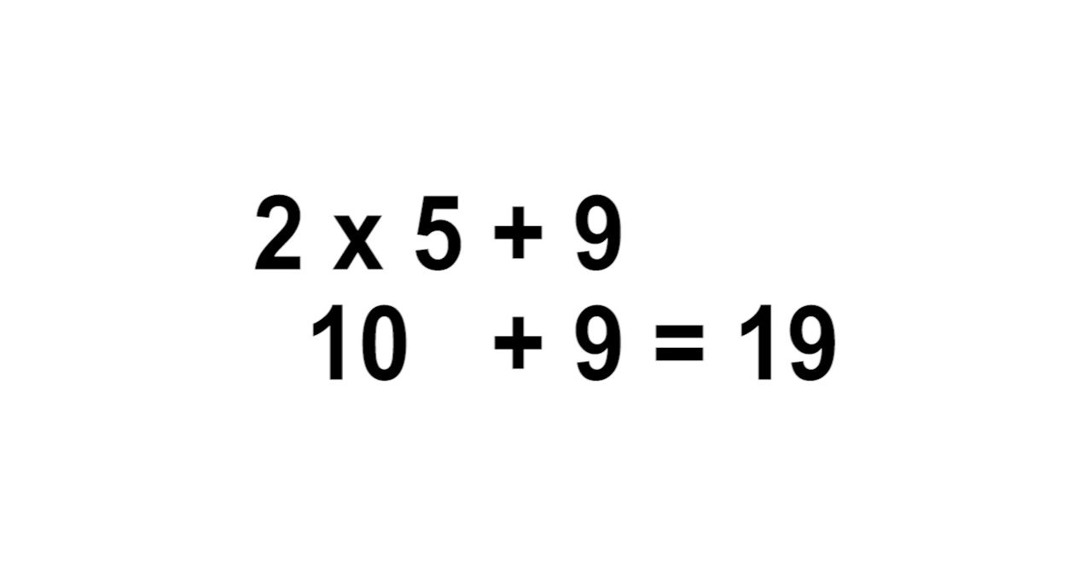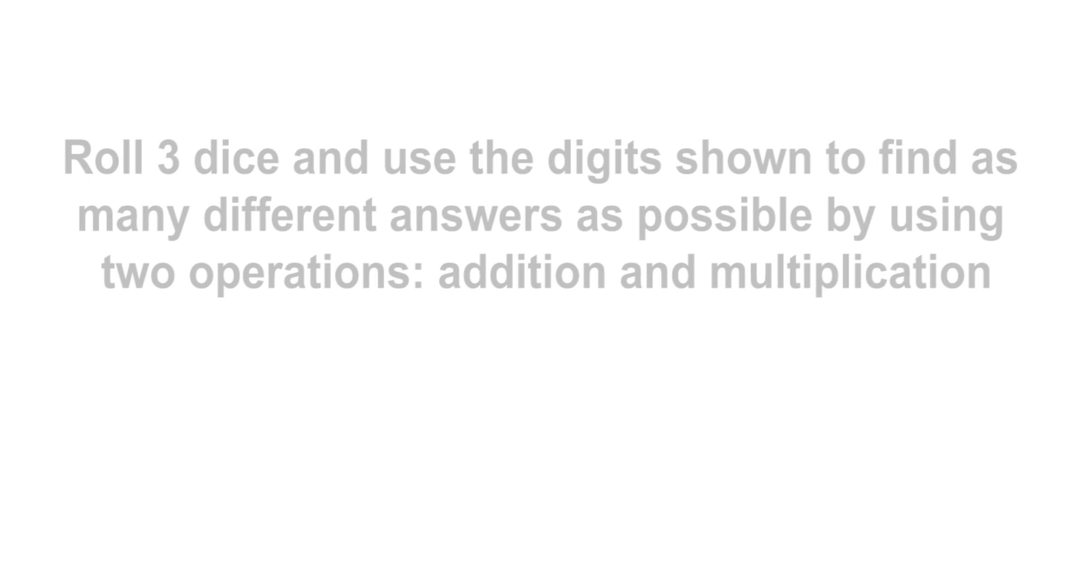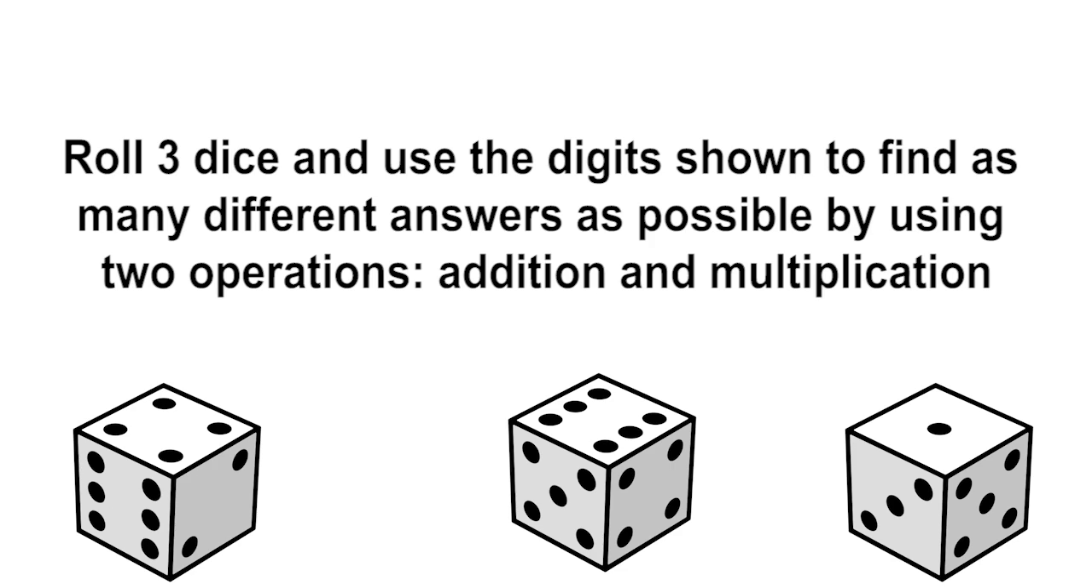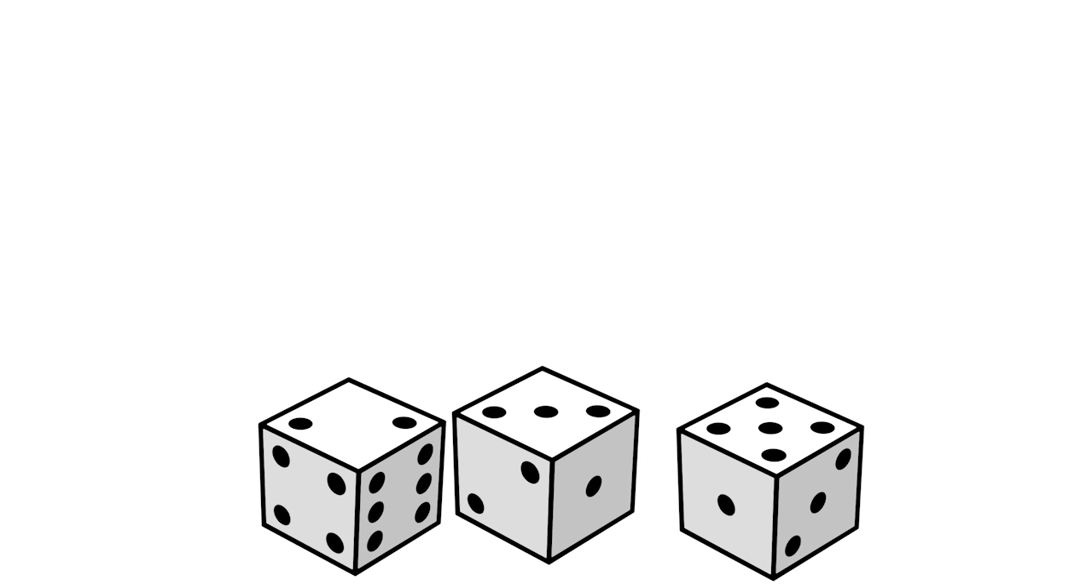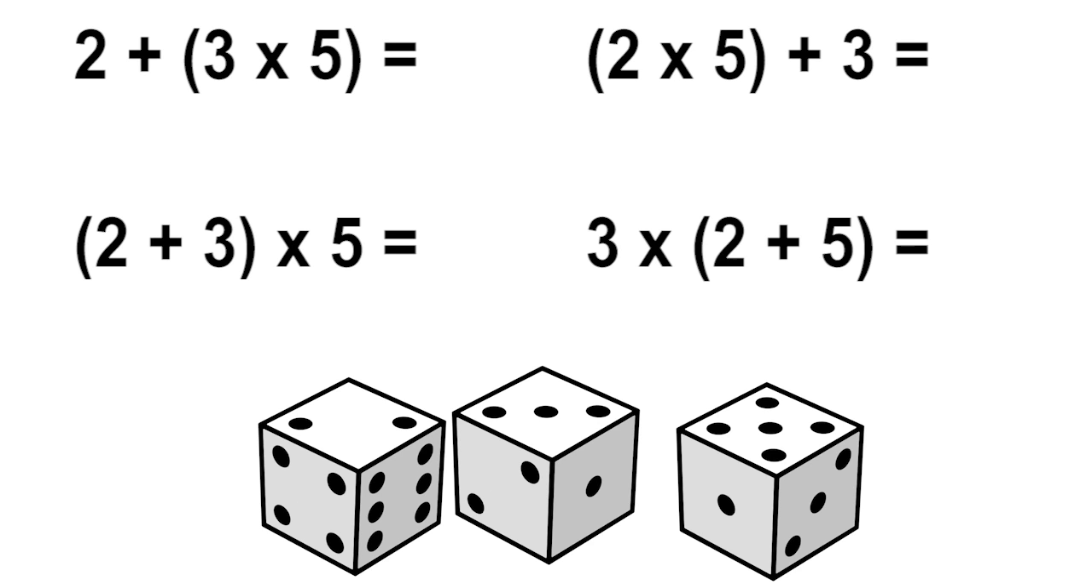Here is an activity to help your child practice with 2 or more operations in an equation. Roll 3 dice and use the digits shown to find as many answers as possible by using 2 operations, addition and multiplication. Be sure to have your child write down the equation using parentheses if necessary to show which operation they did first. For example, if I roll the dice and get the digits 2, 3, and 5, I could make these equations. 3 times 5 equals 15 plus 2 equals 17.